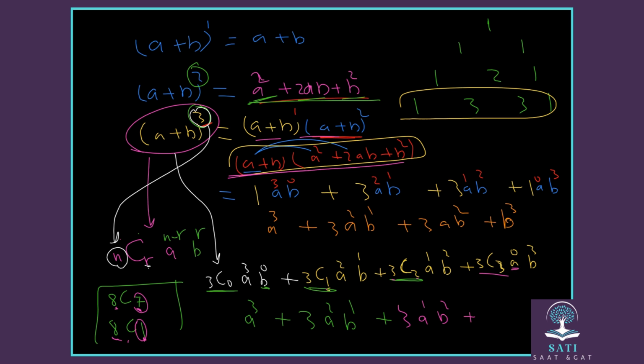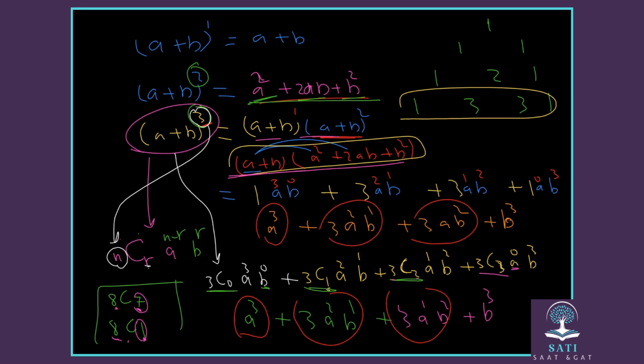1 times b to the power 3 is going to be b to the power 3. So as you see now, how do you see the results? Isn't this number the same as this number? And here it's the same as this one, and this one here is the same, and this one here is the same. So that means now we solved a plus b to the power 3. We solved it in 3 ways.